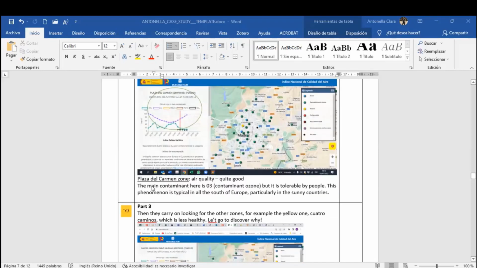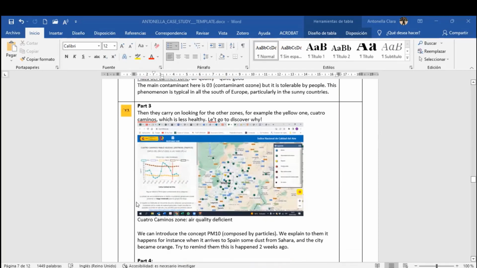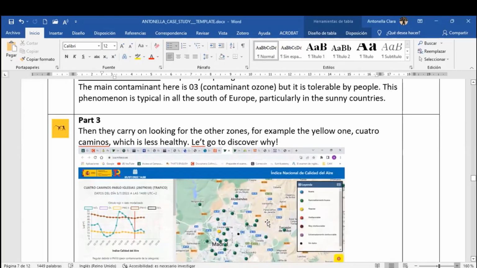I will tell them that in the Plaza del Carmen, the air quality is good, and the main contaminant here is O3, which is the contaminant ozone. In this part, we are going to call them and use the computer. For example, here they are going to see the yellow one, which is Cuatro Caminos. It's better like that, no? Okay, thank you.